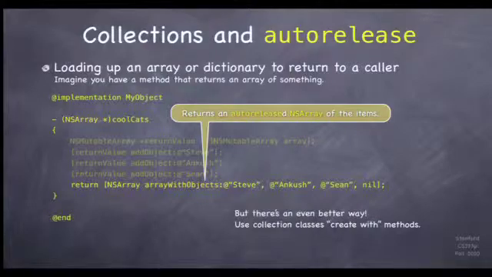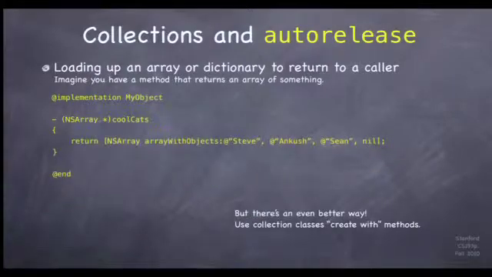Okay? And this method, array with objects, it doesn't start with alloc or new or copy, so it returns an auto-release thing. Okay? So that's it. Does that make sense? How we do that?